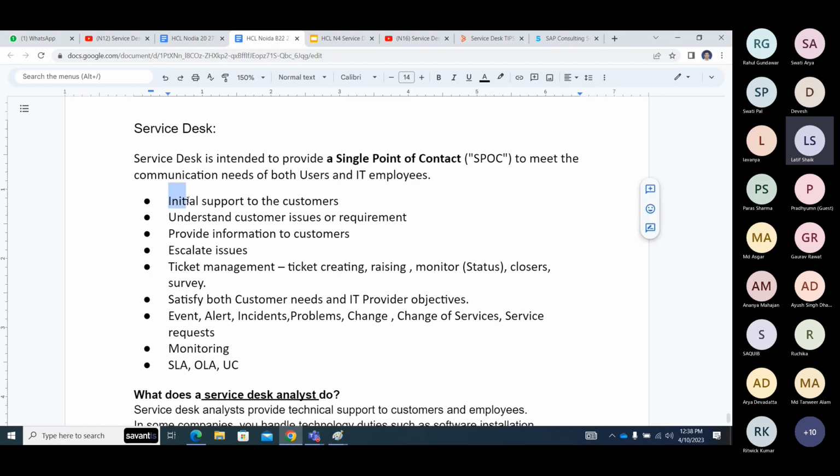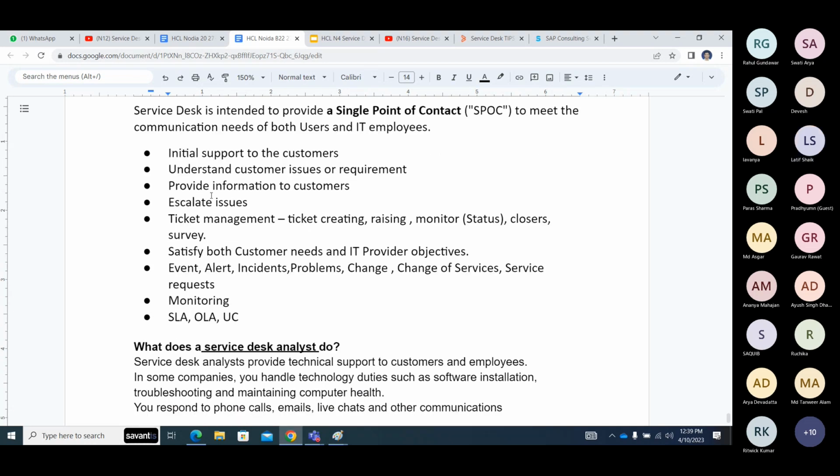Service desk provides initial support to the customers. So whenever the customer requires something or has some issues, they will first provide some initial support. Understand customer issues or service requests. Provide information to the customers, escalating issues, managing tickets, creating tickets, raising tickets, monitoring tickets, closures, surveys. These are all at the service desk level only.